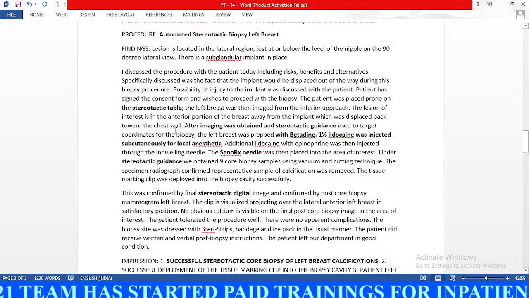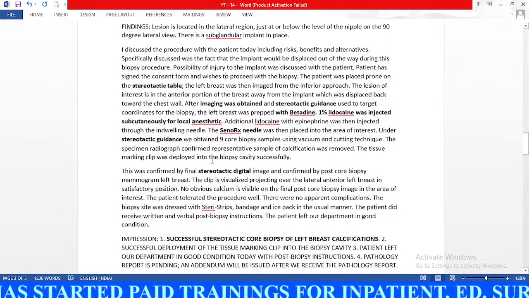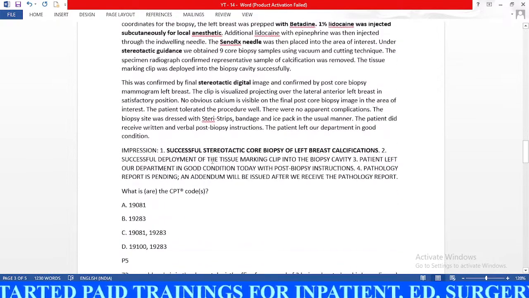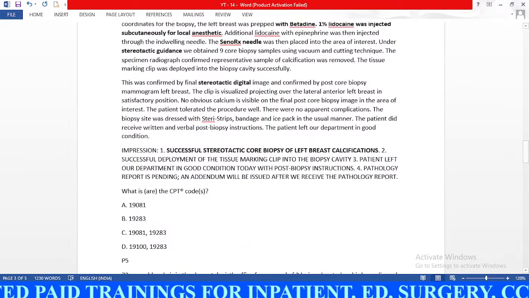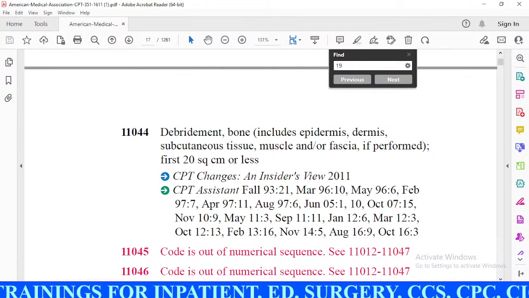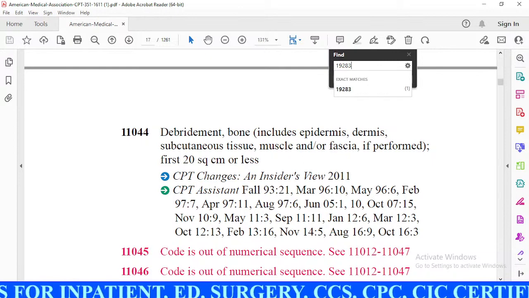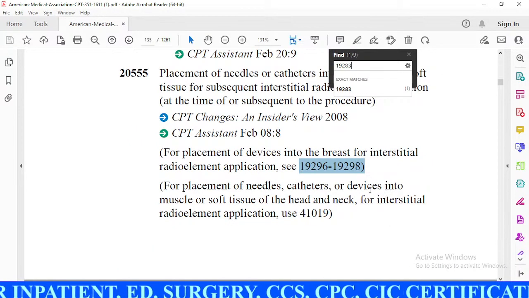Based on our operative report, the physician has used stereotactic guidance. So now we will check the answers. We will check 19283 first. Meanwhile, you can write the answers also, not a problem.